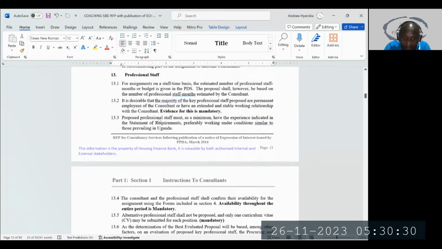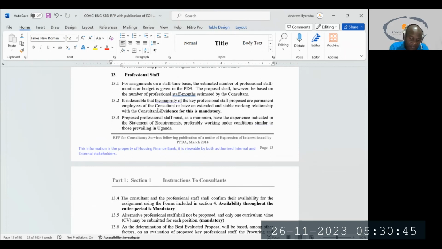And then if it is desirable that the majority of the professional staff are permanent employees of the consultant, or have an extended and stable working relationship with the consultant, evidence for this is mandatory.